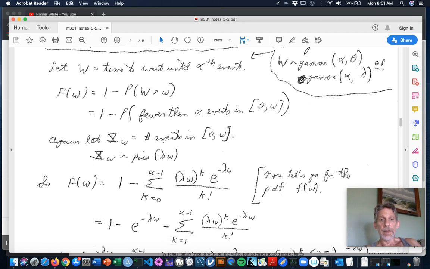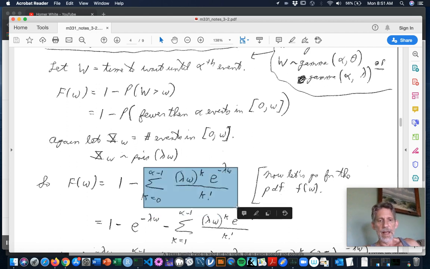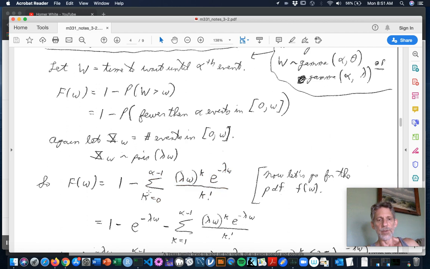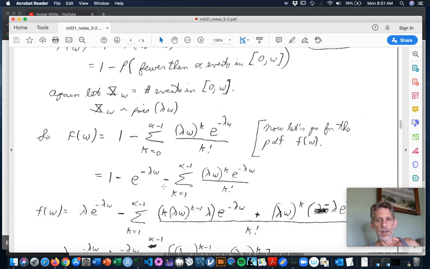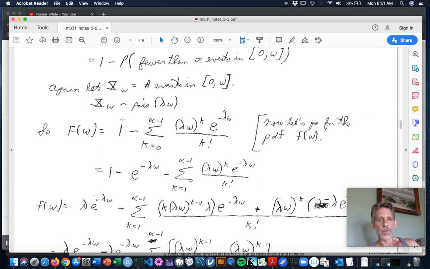So we can figure out the chance that X_w is less than alpha. All we've got to do is add up the PMF for 0, 1, 2, 3, all the way to alpha minus 1. So I do that here with an index variable k in this summation: rate to the k, e to the minus rate, over k factorial. And so that would be a little formula for capital F_W.